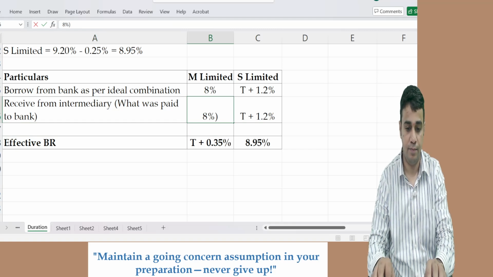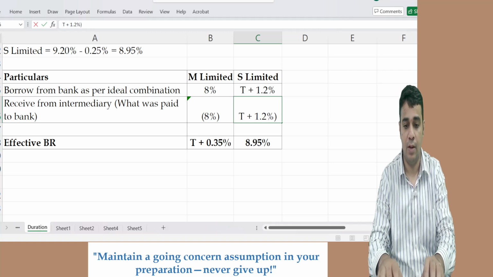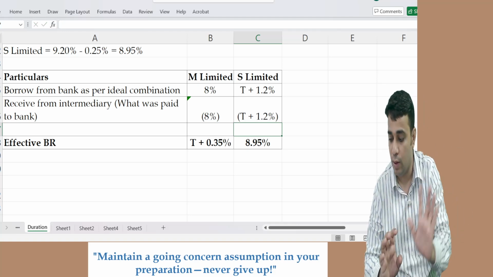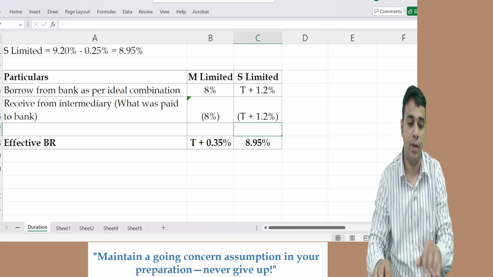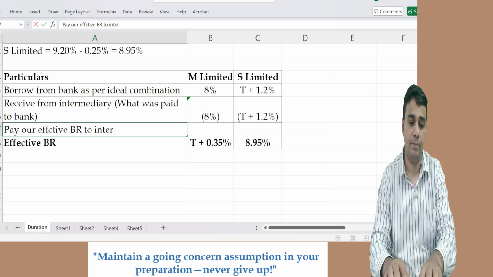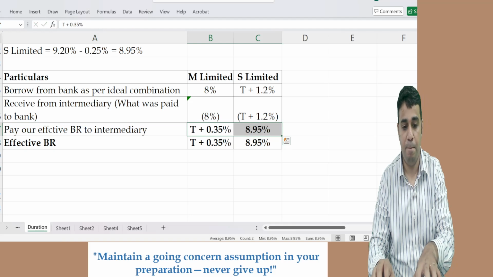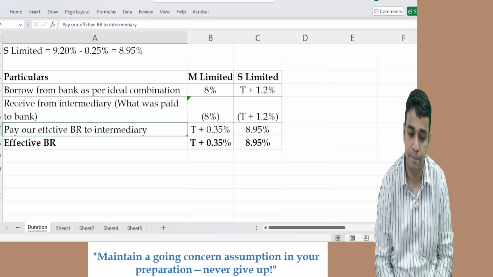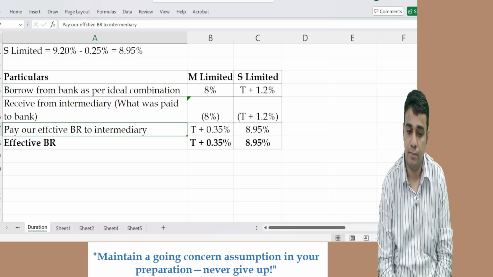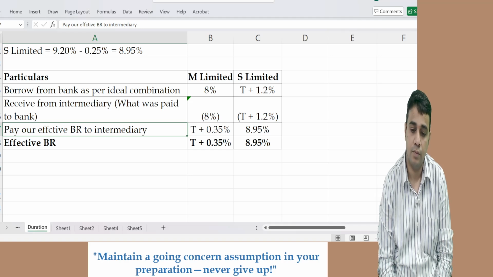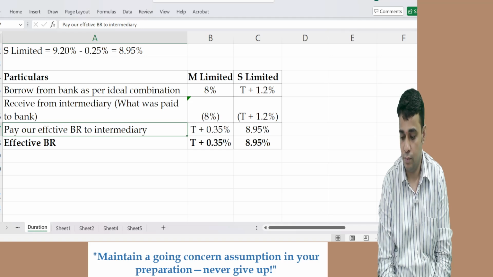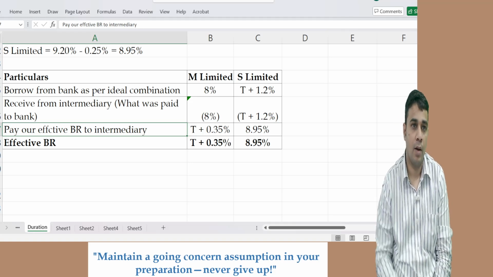Now it will get cancelled. For both, it is the same thing. There, it used to be balancing figure and all, because first you will do and then write accordingly. Here, no. Intermediary means receive whatever was paid to bank and pay our effective BR to intermediary, which is this number. Copy paste. Pay our effective borrowing rate to intermediary. Clear? With this, structuring gets over.